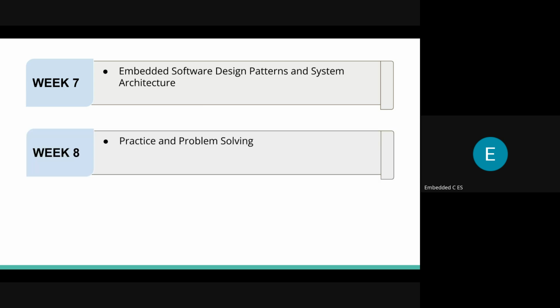Week 8 is all about practice and problem solving. Week 8 is dedicated to hands-on practice. We'll work on exercises and challenging designs to reinforce the concepts we have covered so far, right?